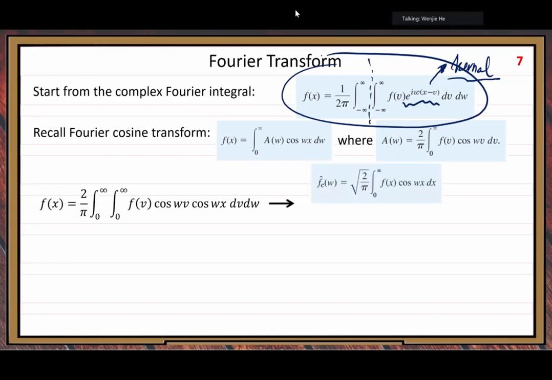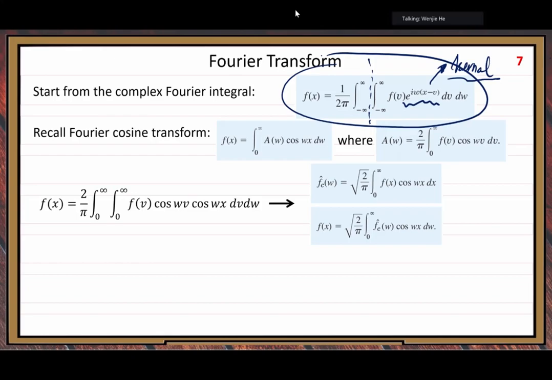So here you can see the definition of the Fourier cosine transform. This is what we did before. Why do we recall it? Because we want to understand this formula. This is our new formula, but we have our old experience.